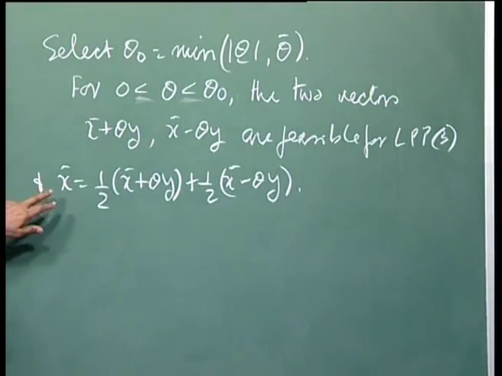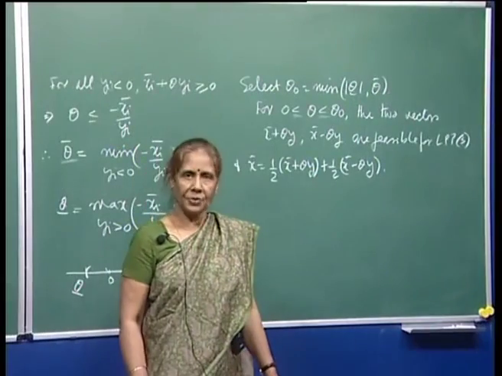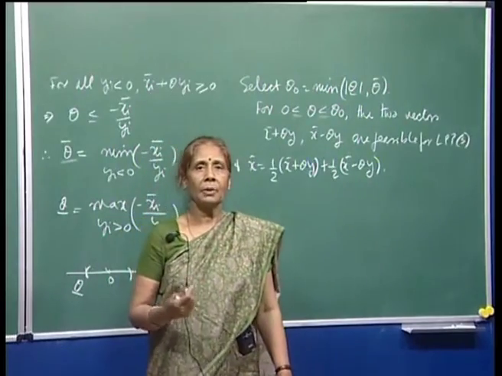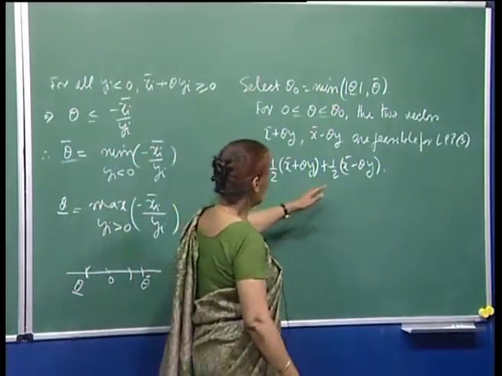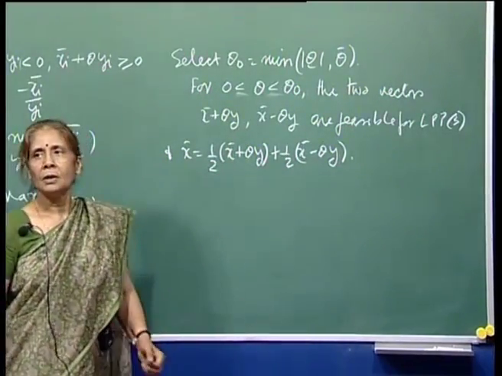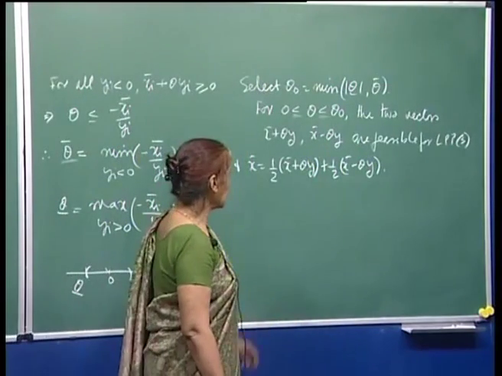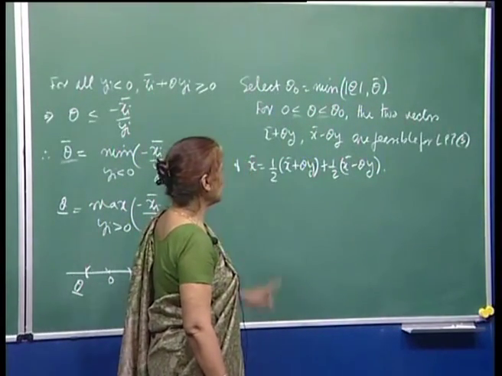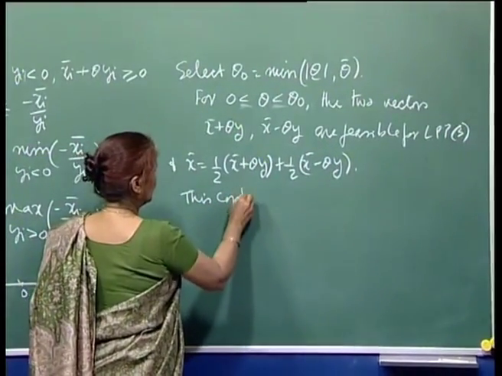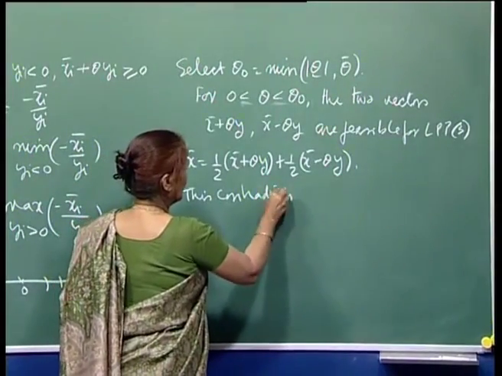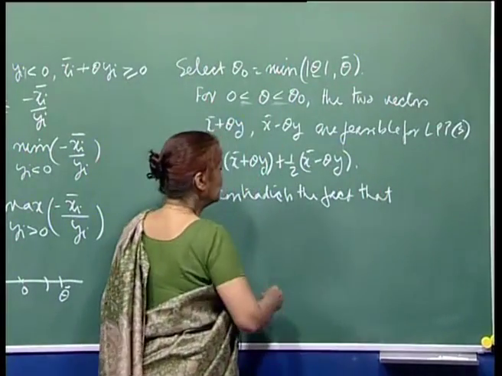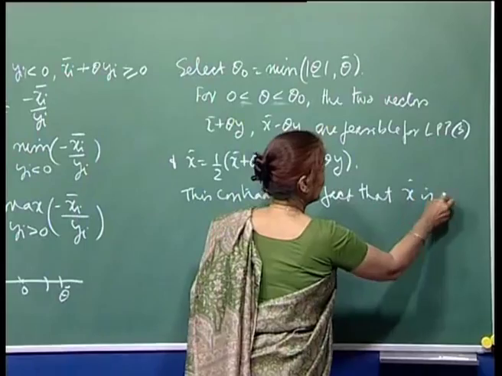So, that means I started with the assumption that x bar is an extreme point of F, and then with the assumption that x bar is not a basic feasible solution, I could construct two feasible solutions such that their convex combination is your point x bar, which contradicts the fact that x bar is an extreme point, because we started with the assumption that x bar is an extreme point, right. So, this contradicts the fact that x bar is an extreme point.